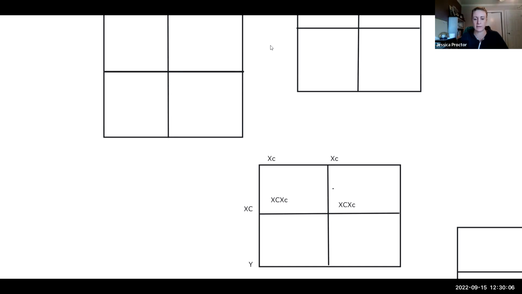And then in here in this box, we've got an X little c and a Y. And then in our last box, we've got another X little c and a Y. Okay, now same thing. It's asking about just the female children versus just the male children. So let's do the females again first.